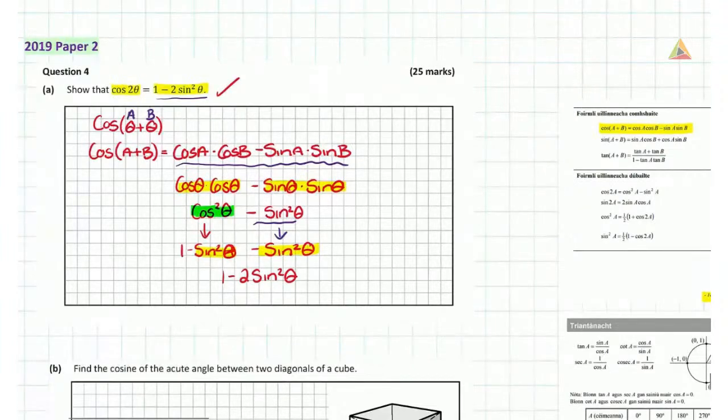So like I said, start with the left hand side, work your way through using your identities, and with practice you'll get better at recognizing which identities we use in which question, and work your way across to get to the right hand side. Okay, and you're picking up marks all along the way anyway.